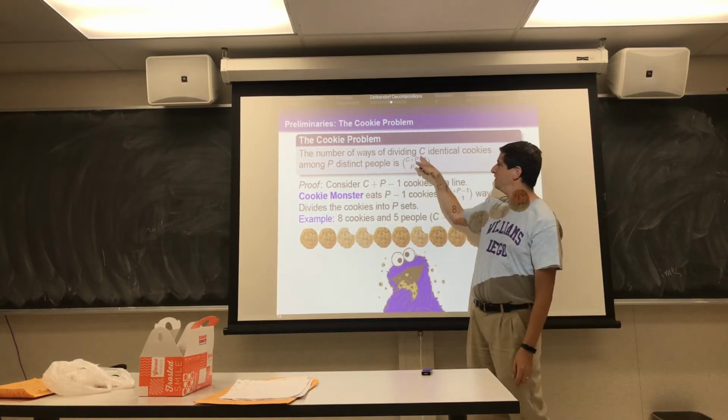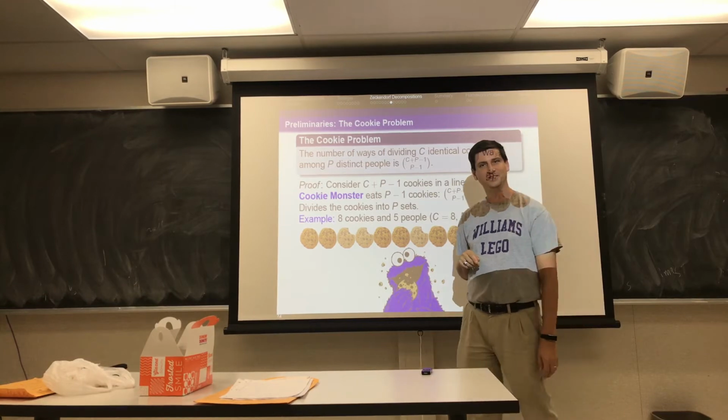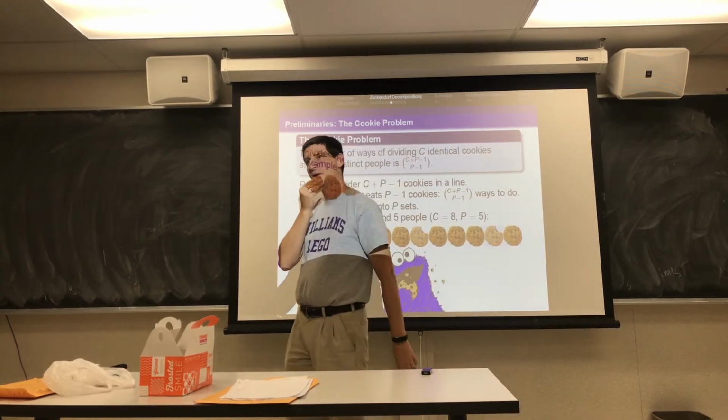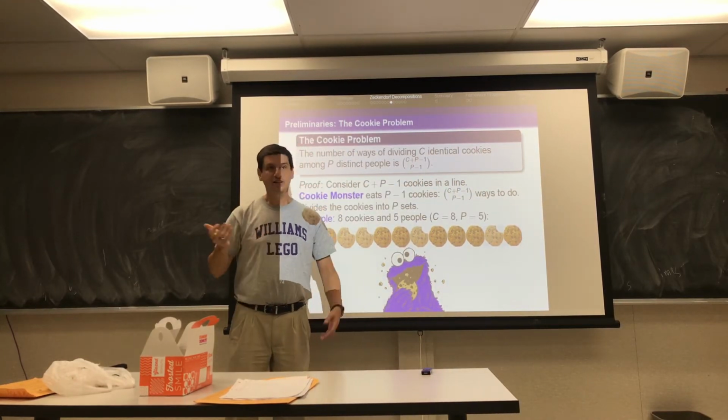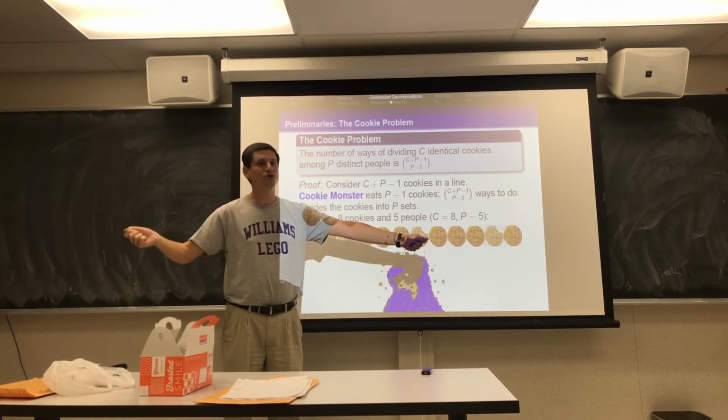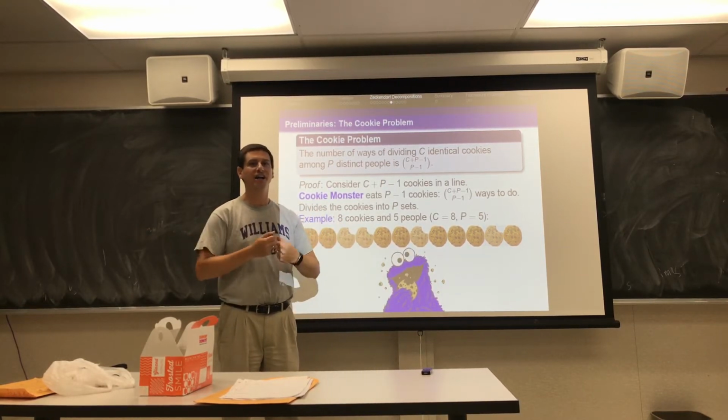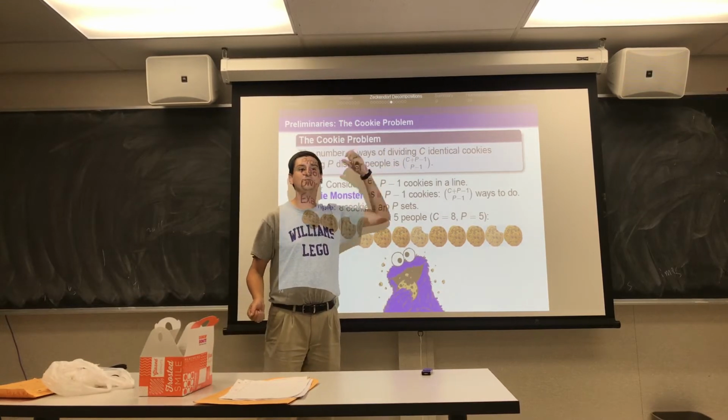So we just figured out how to divide C cookies among P people. Just take out the P cookies at the beginning. Just give everybody a cookie initially. And so all I have to do now is divide the C minus P remaining cookies.